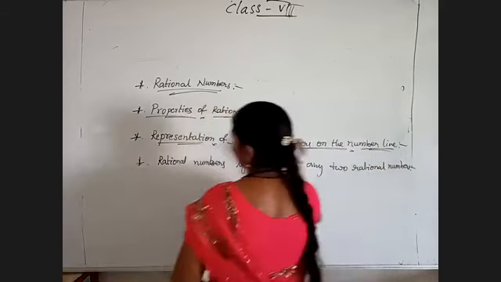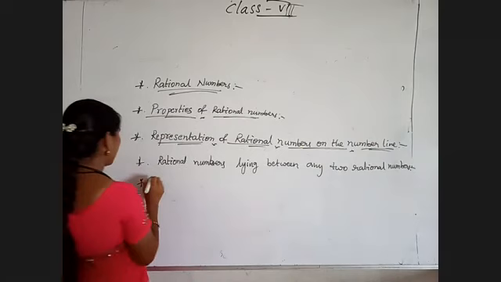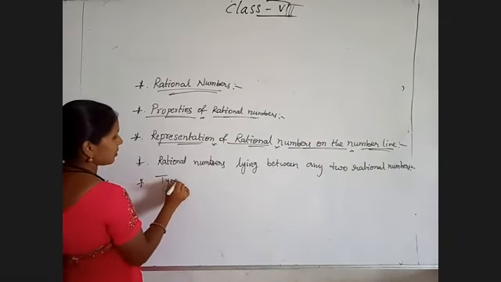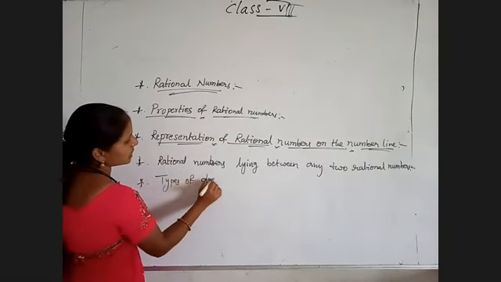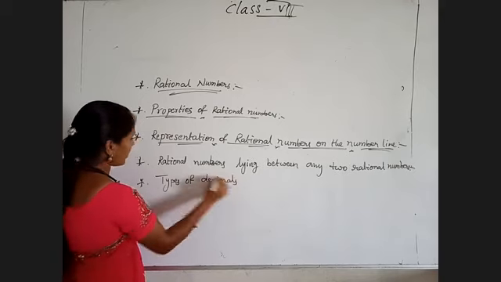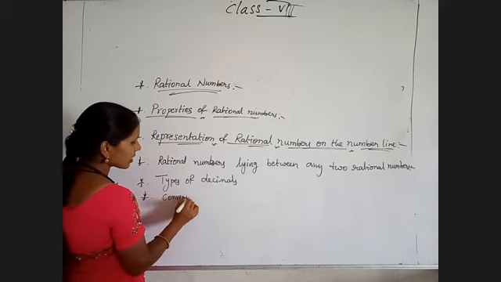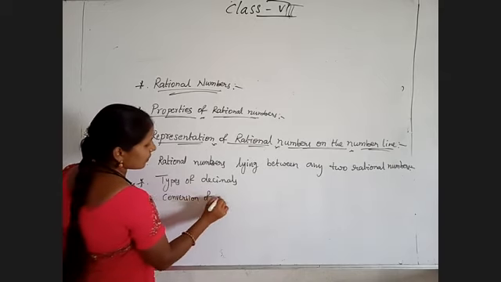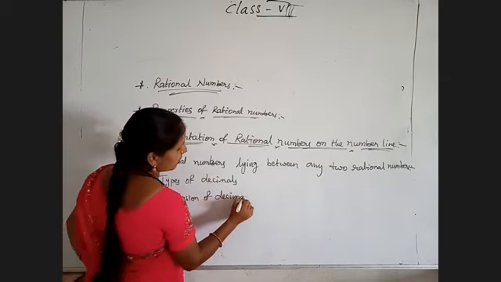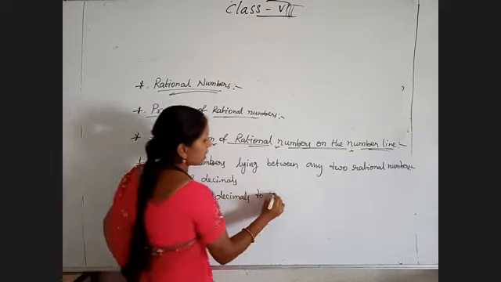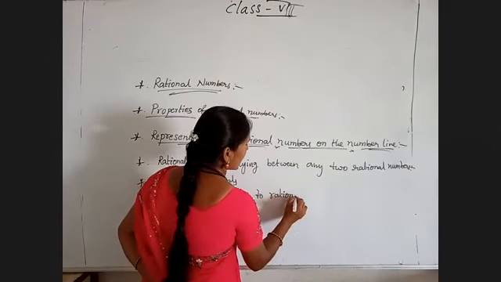After this, types of decimals. After that, conversion of decimals to rational numbers. All these we have studied in this chapter.